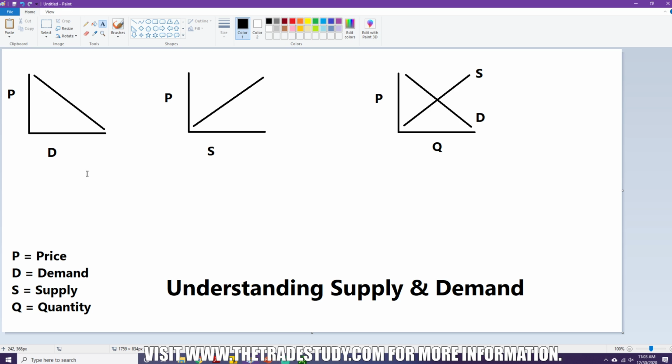And what we have here is on the y-axis the price, and then on the x-axis we have the demand and the supply in these two charts that I have drawn out here. In the first chart, we look at demand. When demand is low, the price is high.